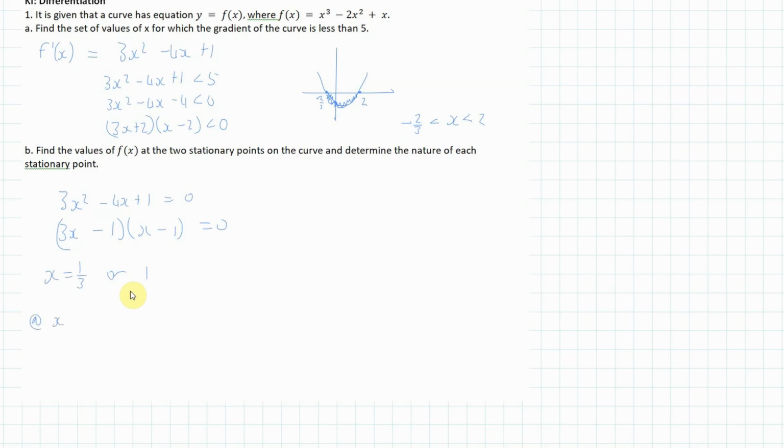at x, so then we can just say f of 1/3, and we plug 1/3 into the equation. Now 1/3, when we plug that into the equation, I think we get 4/27, and then f of 1, so obviously into the original equation, right? F of 1, now that's 1 take away 2 plus 1.